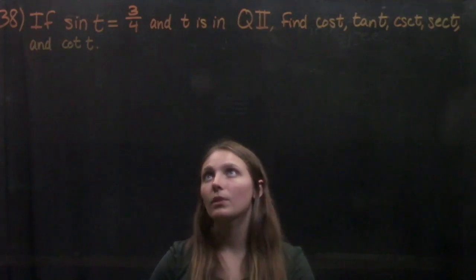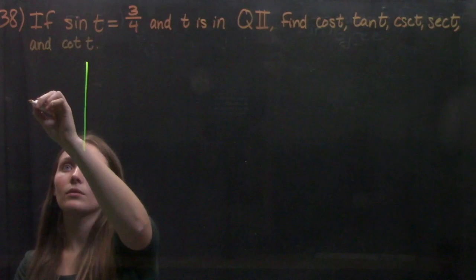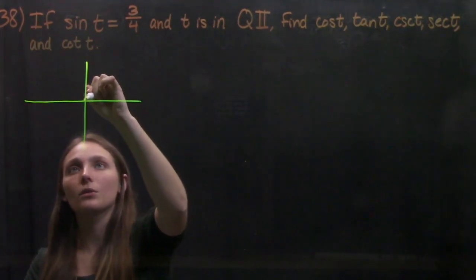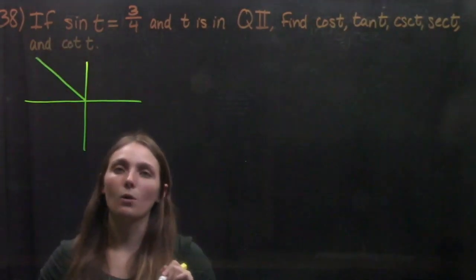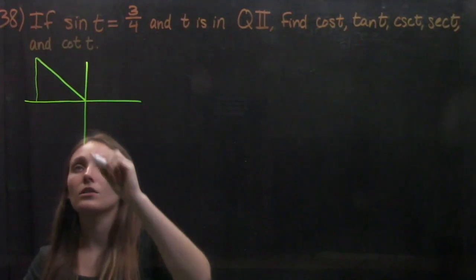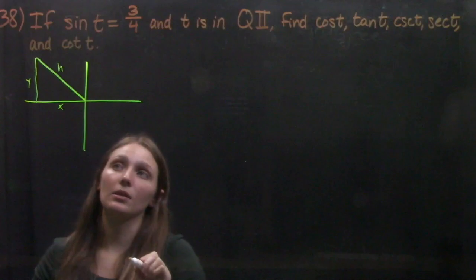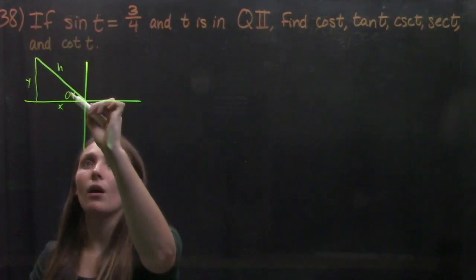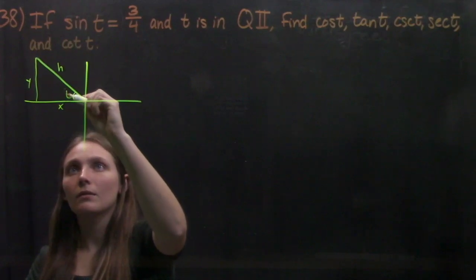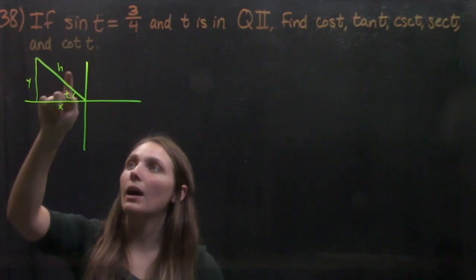other trig functions. So our first step is we're going to draw our angle. We're told t is in quadrant 2, so we are going to draw our line out to quadrant 2, and then we're going to connect it to the x-axis. So we have an x value, a y value, and a hypotenuse of a triangle with our angle t. Cool. So we've got our angle t, x, y, and h.